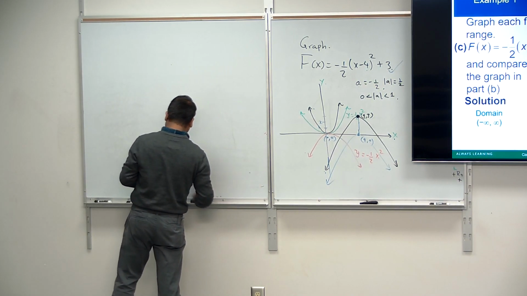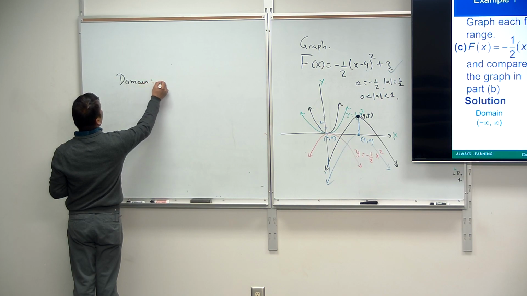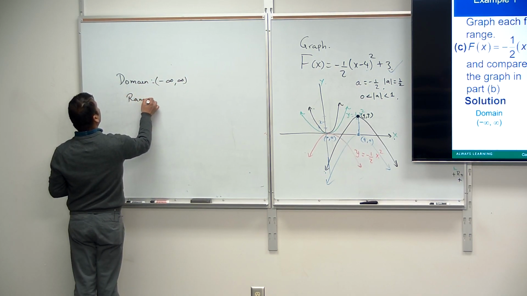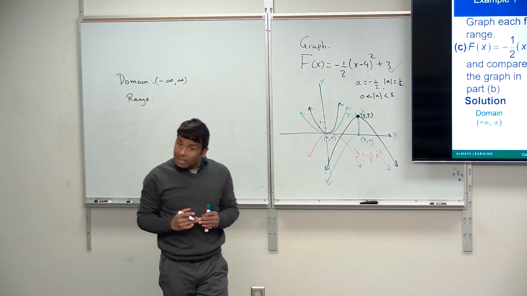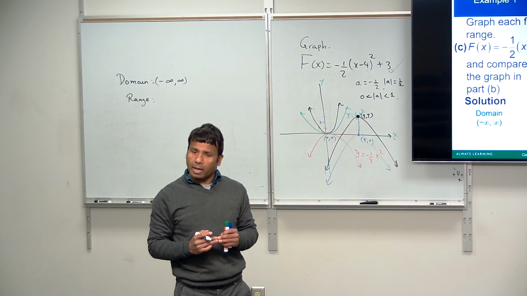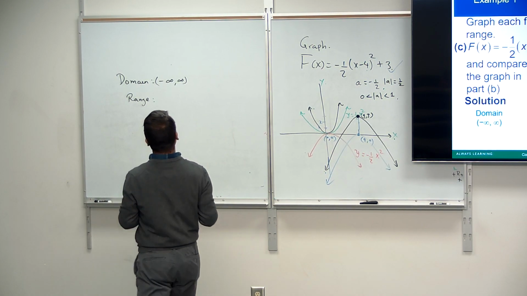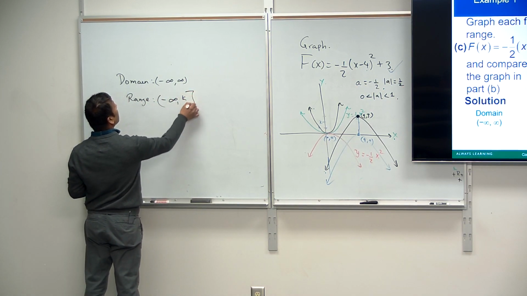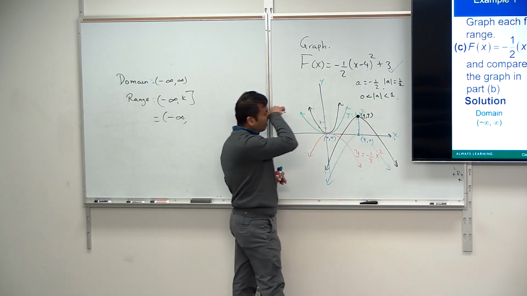Here, any quadratic function has the domain negative infinity to positive infinity. For the range, I told you this is a parabola opening downward, right? If that is the case, the range will be in the form of negative infinity comma k. And what is the value of k? It is 3.